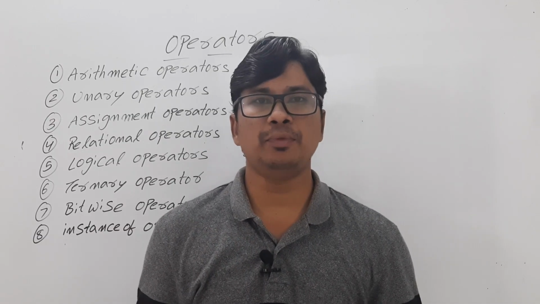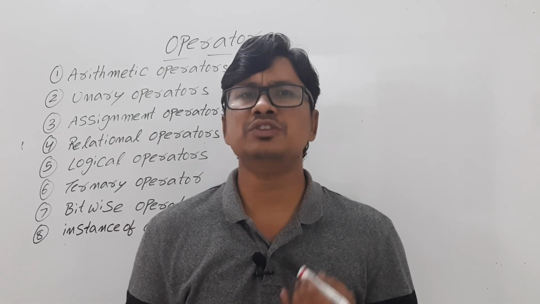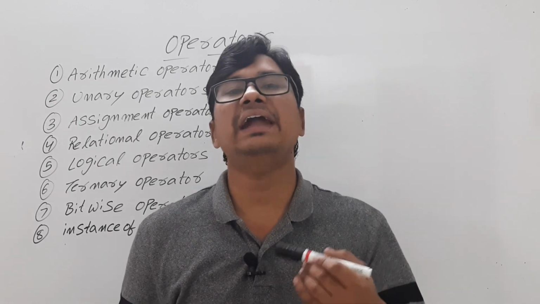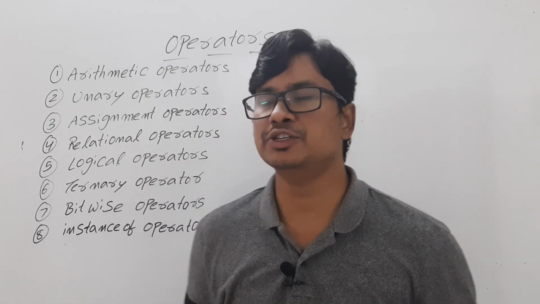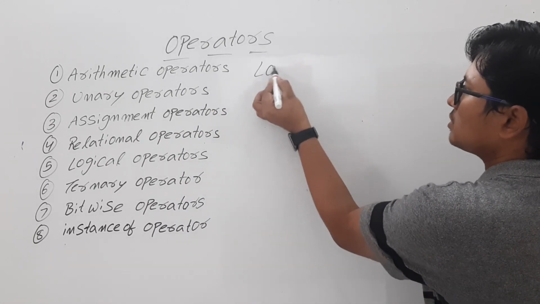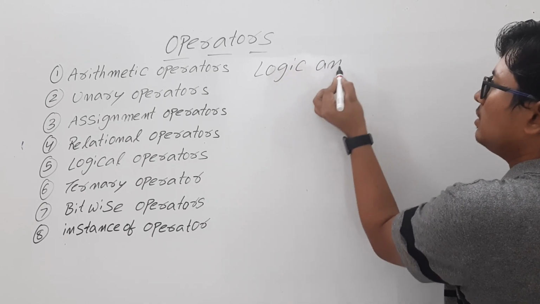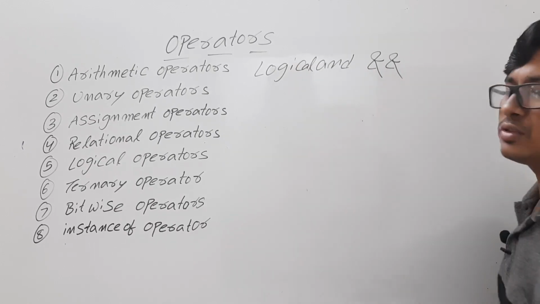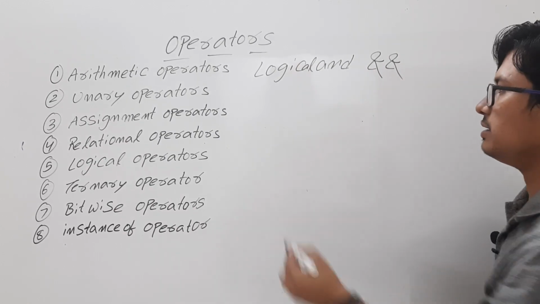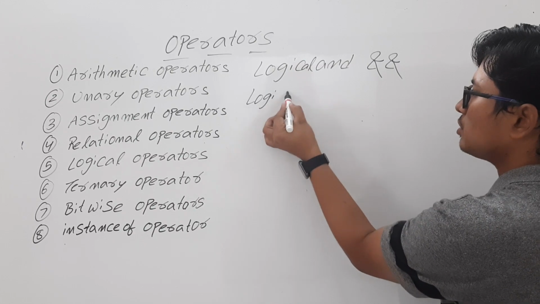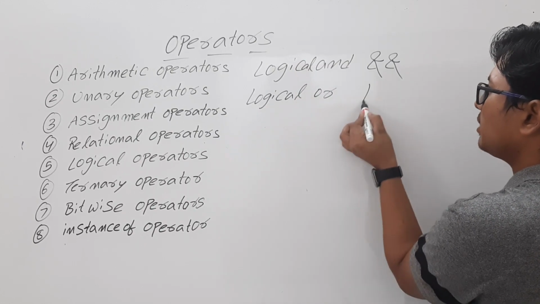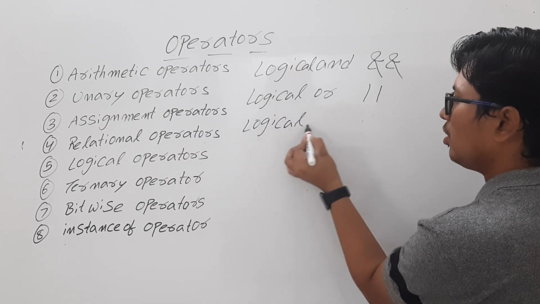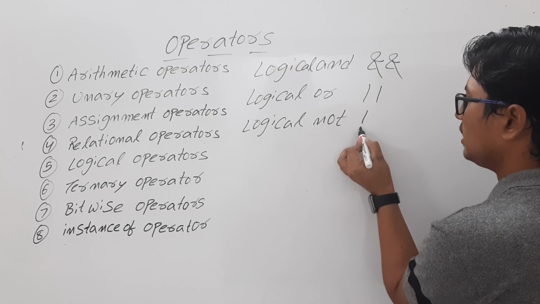Now let me discuss the logical operators. Java supports three logical operators such as logical AND, logical OR and logical NOT. Now let me discuss each one in detail. Java supports logical AND, which will be represented like this. This is the notation to use the logical AND. Similarly, it supports logical OR, which will be represented like this. And also it supports logical NOT, which will be represented like this.